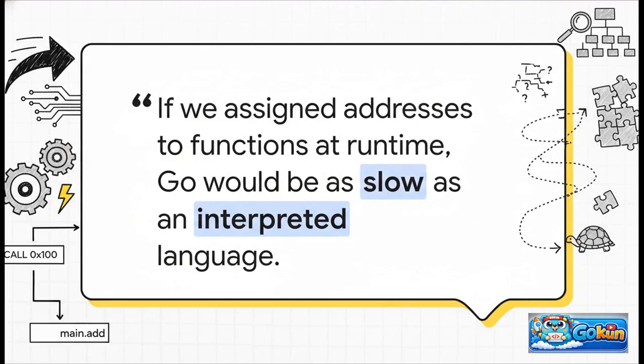First, let's talk speed. The reason a compiled language like Go is so fast is because the linker assigns these addresses ahead of time. It bakes the address of main.add right into the machine code as a call 0x1000 instruction. For the CPU, that is a single, super fast, direct jump. Now, imagine if we had to look up the address of main.add by its name every single time we called it. That would involve a slow dictionary-style lookup, which is basically how many interpreted languages work. By doing this work up front, the linker eliminates a massive amount of runtime overhead.